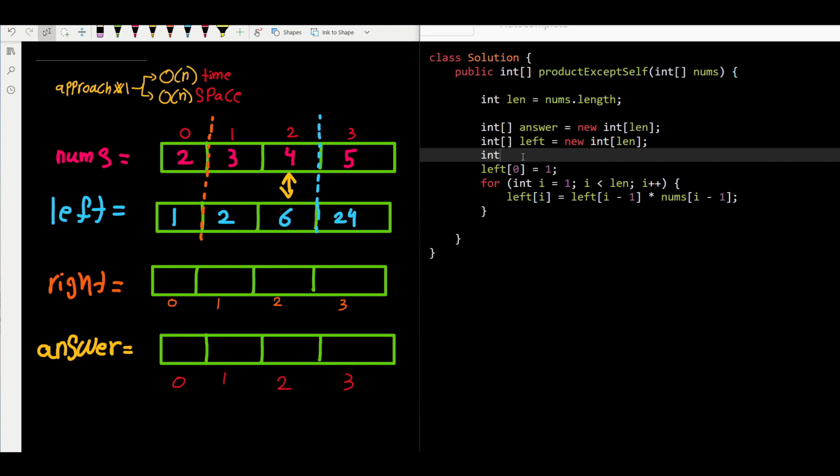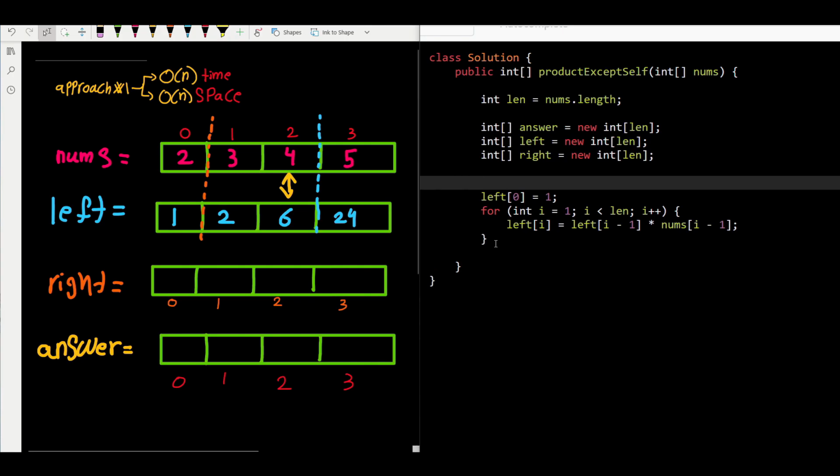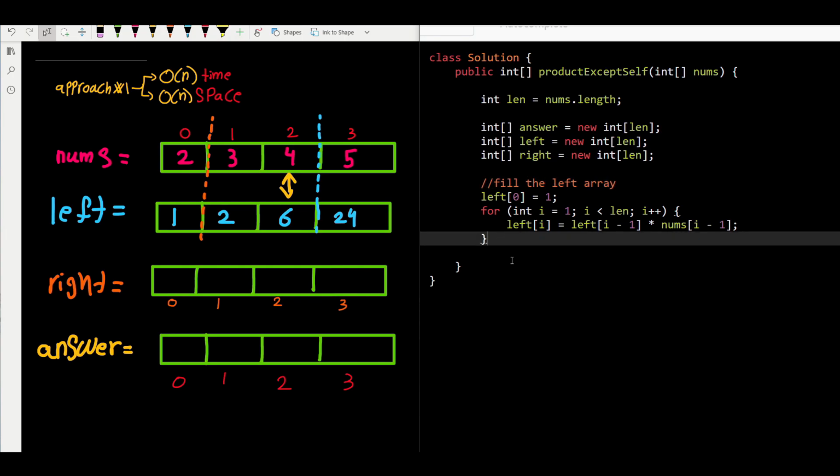So we will have int, and let's call it right, and equals new int, and of course the length of this right array will be the same as the left and the same as nums, of course. So length. And now I like to organize my code. So let's comment what this section does. This section is basically saying, hey, fill the left array. So now we need to fill the right array.